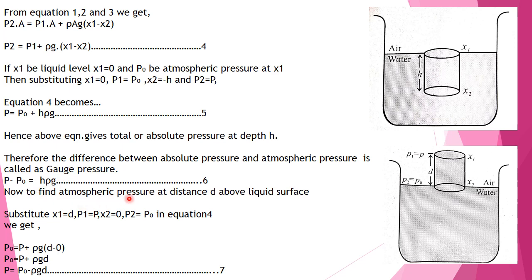Now we have to find the atmospheric pressure at the distance small d as shown in the figure. d is the distance of a liquid column. So put the value x1 equal to d, p1 is equal to p, x2 is equal to 0, p2 is equal to p0 in equation number 4. We get p0 is equal to p plus rho g d minus 0. Therefore, the final equation is p0 is equal to p plus rho g d. The final total pressure P is equal to P0 minus rho g d, equation number 7.